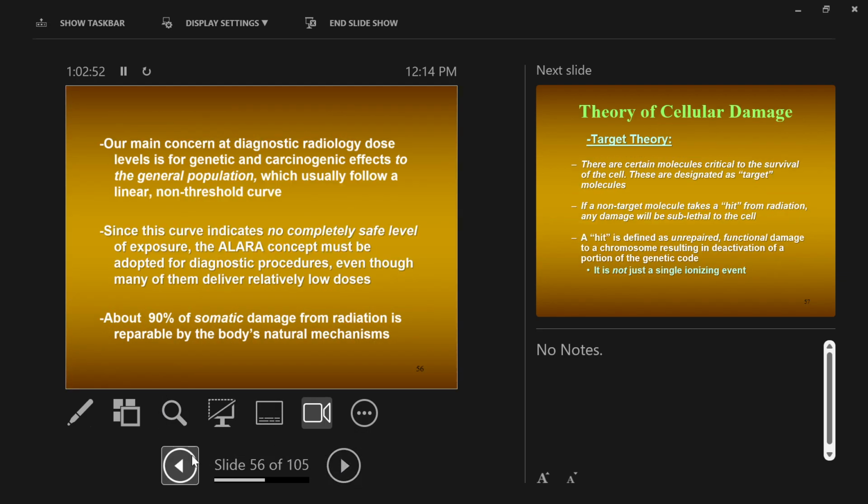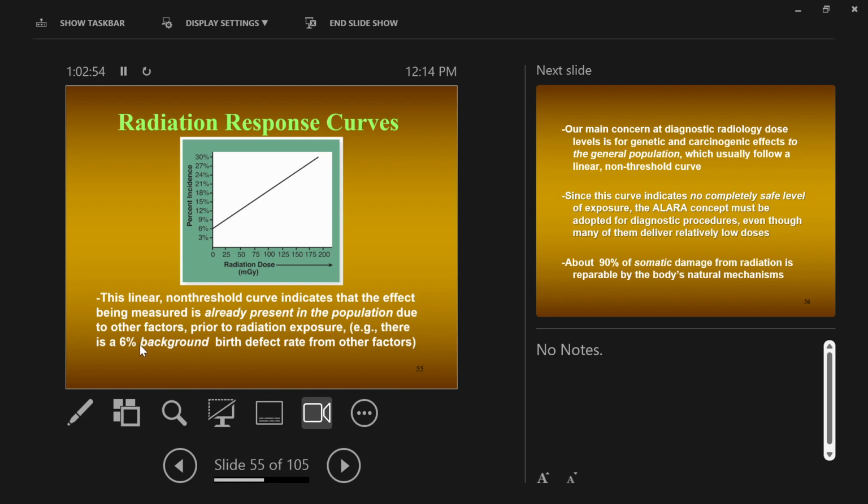That, by the way, was a guess, but I got it right. That was birth defects. Okay, good. But it doesn't matter. The graph can be used to discuss really anything, but this is accurate for birth defects.